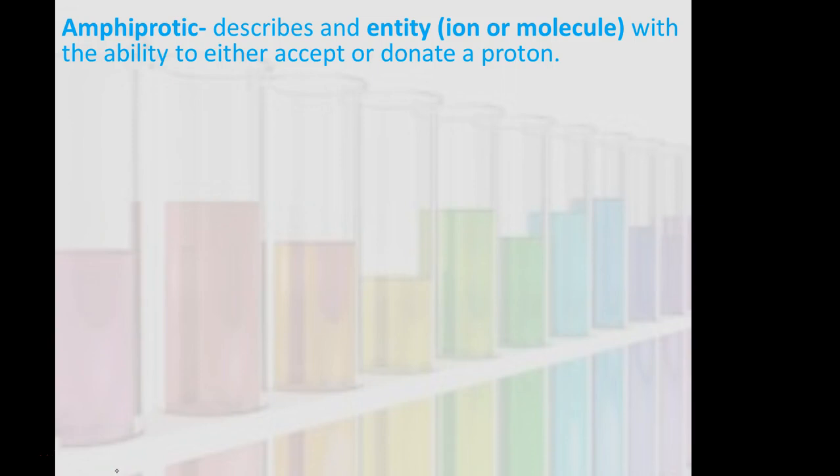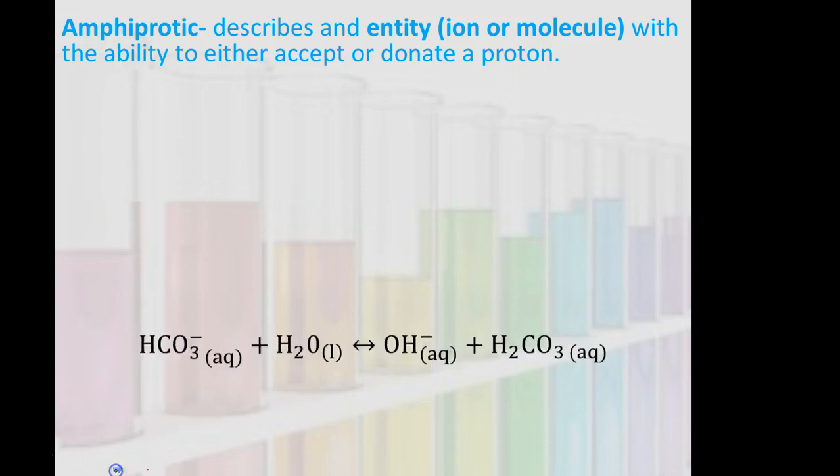Is what amphiprotic is. So more likely, a more commonly seen thing, at least in terms of Chem 30, is amphiprotic. What this does is it describes an entity, so an ion or molecule, with the ability to either accept or donate a proton. The other one is a chemical substance. This is an entity which is considered an ion or a molecule.